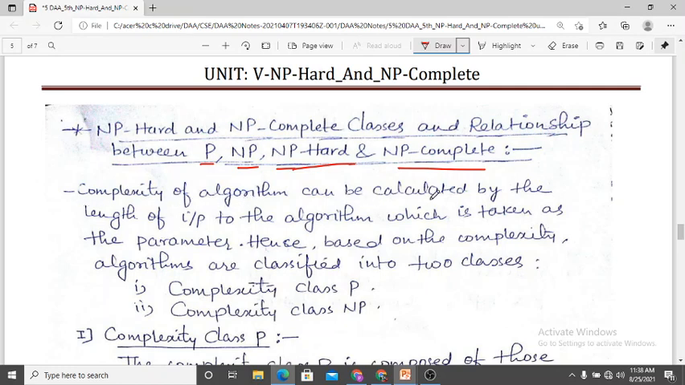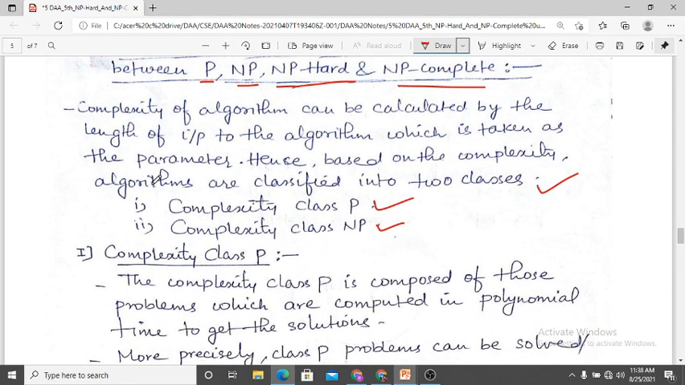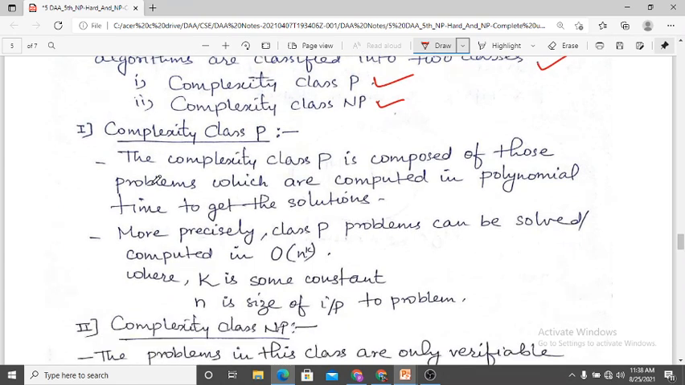The complexity of an algorithm can be calculated by the length of the input to the algorithm, which is taken as a parameter. Hence, based on the complexity, algorithms are classified into two classes. The first is complexity class P and the second is complexity class NP: polynomial and non-deterministic polynomial. So here, what is complexity class P?